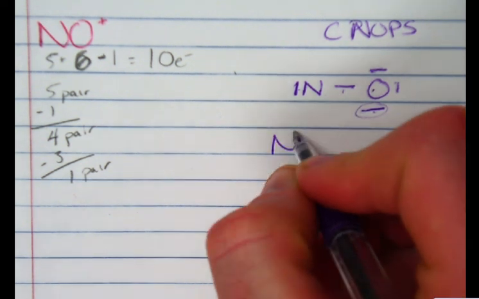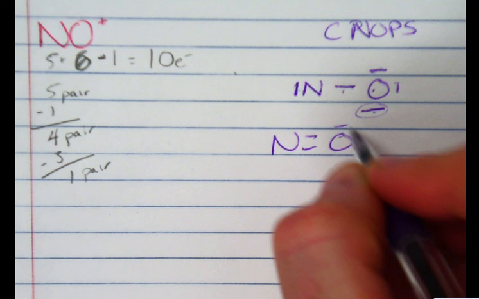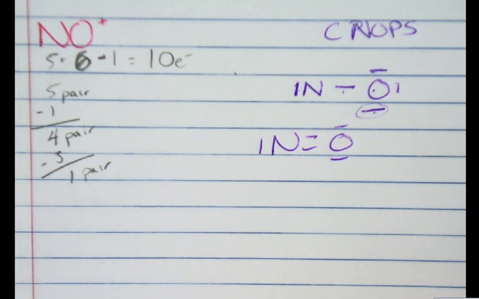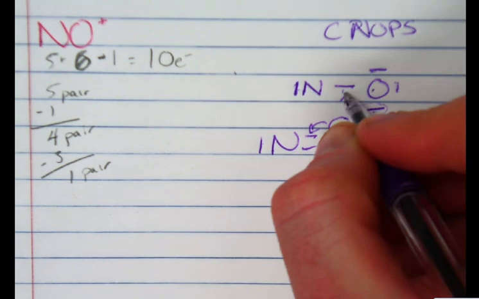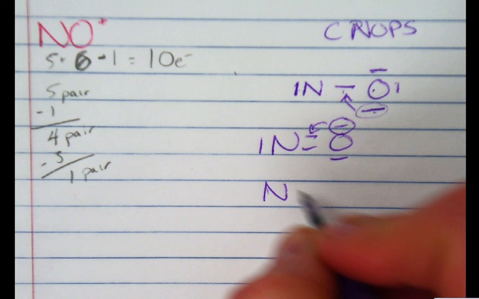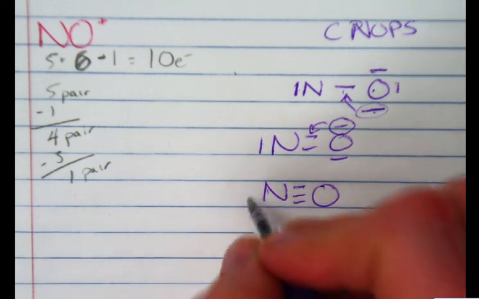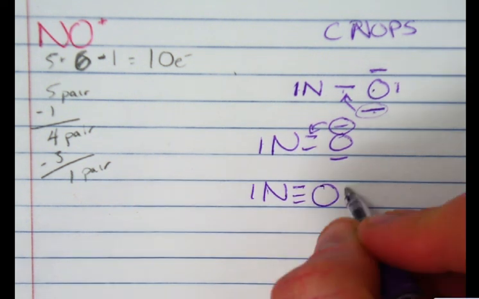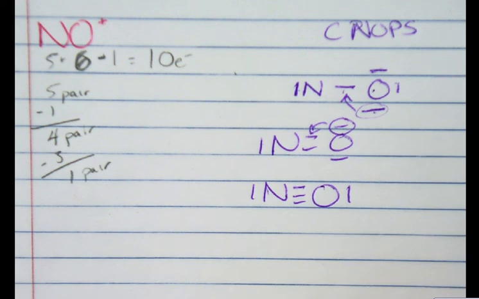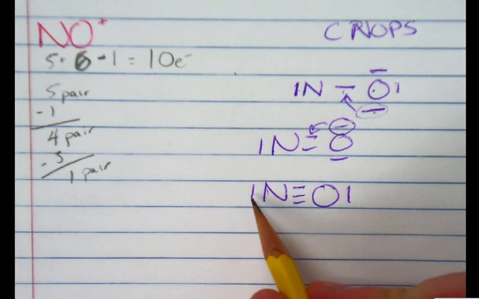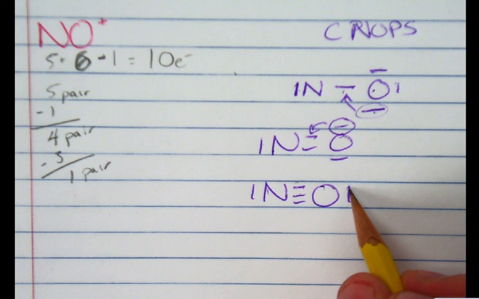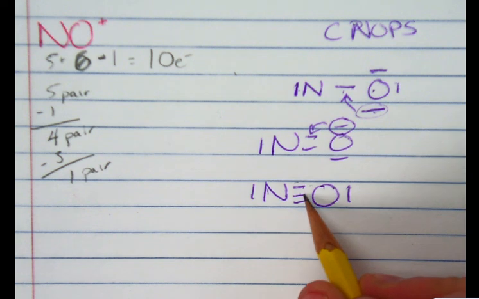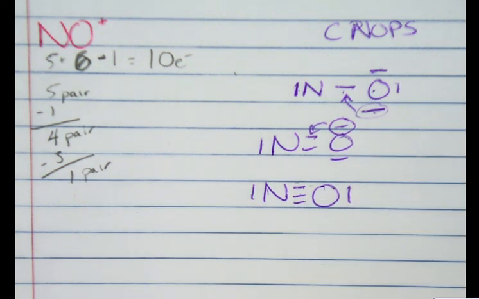So we would have N double bonded to O. 2, 4, 6. Not enough on nitrogen still. So let's take another one and move it in. It gives us a triple bond between nitrogen and oxygen, each one with a lone pair on the outside. 2, 4, 6, 8. 2, 4, 6, 8. Both have satisfied the octet rule, and we have made a valid Lewis structure.